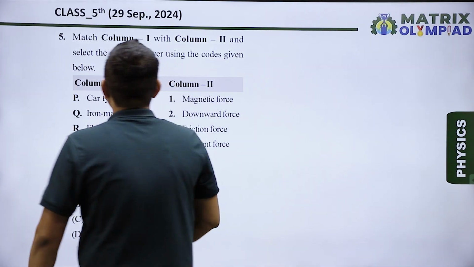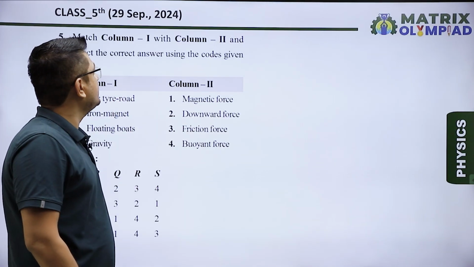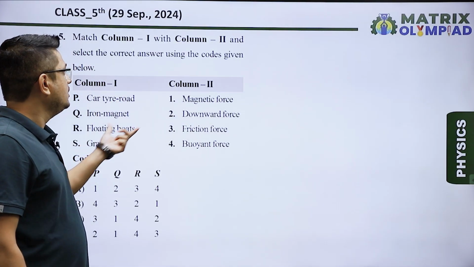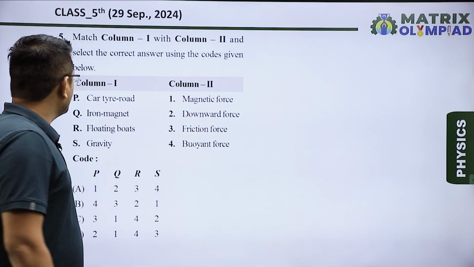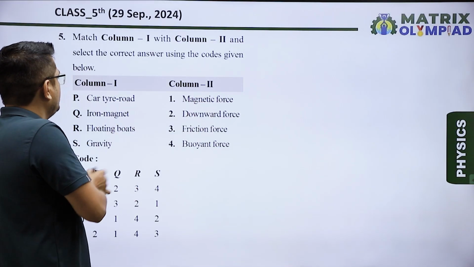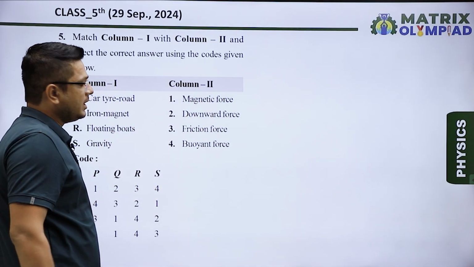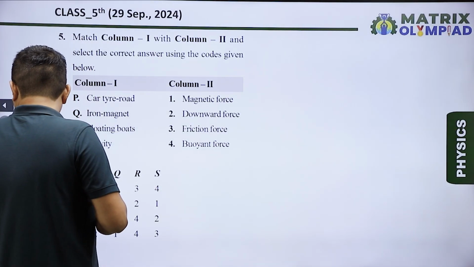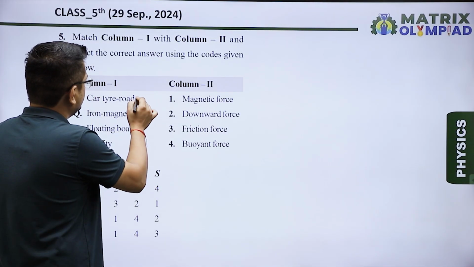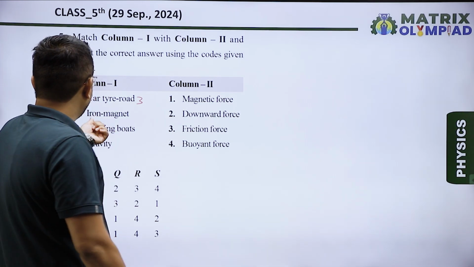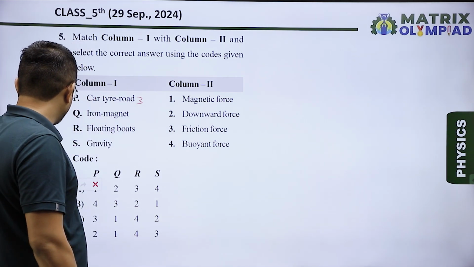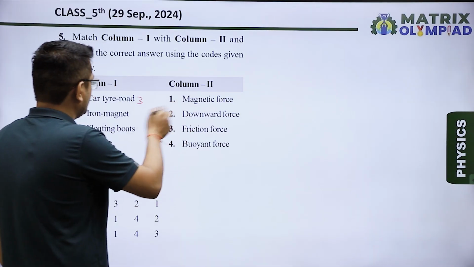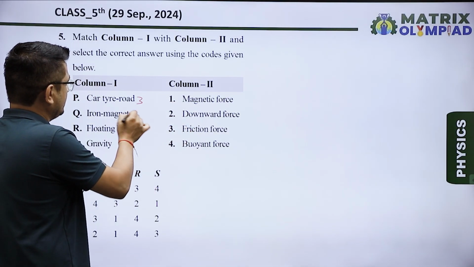Next question. Question number 5, which is match column 1 with column 2. So we have to match the quantities given in column 1 with column 2. So car, tire and road. We know that between car, tire and road a force acts which is known as friction force. So for P, I will write 3. We know that between iron and magnet there is a force acting which is known as magnetic force. So for Q, I will write 1.